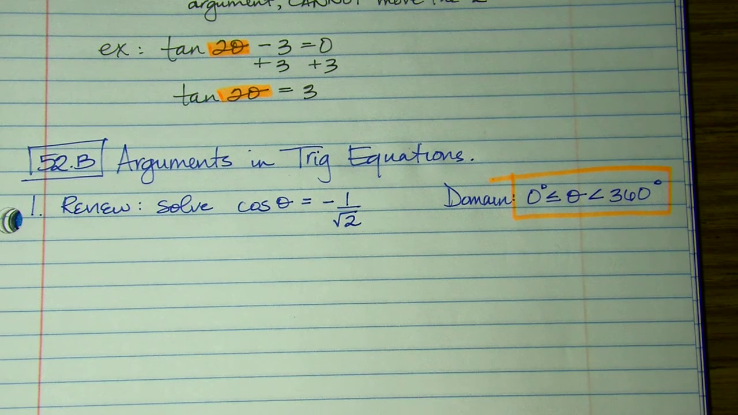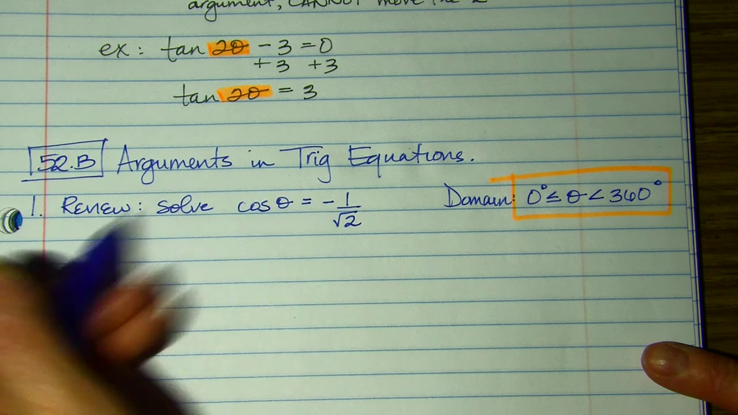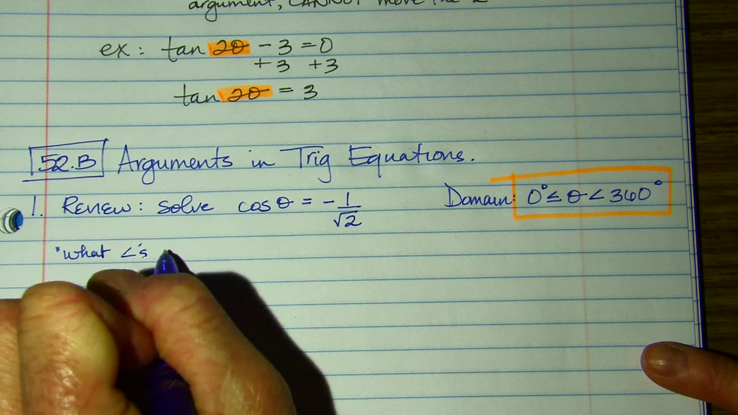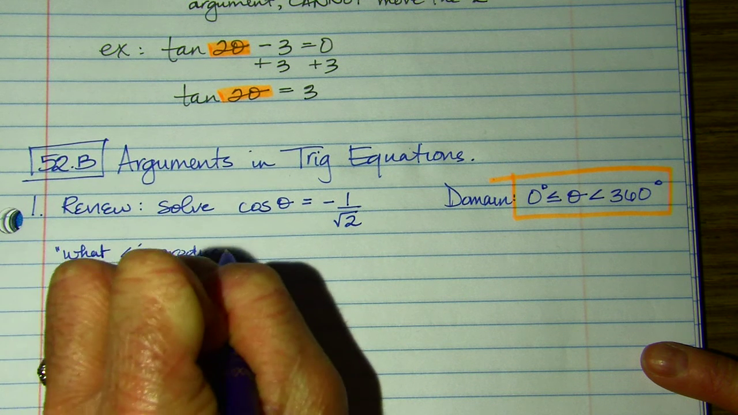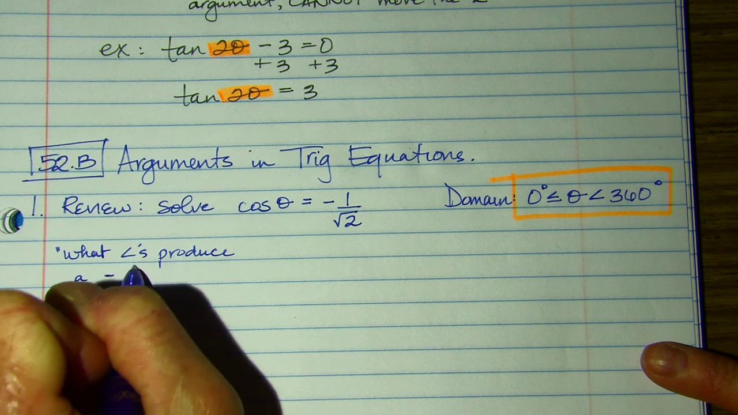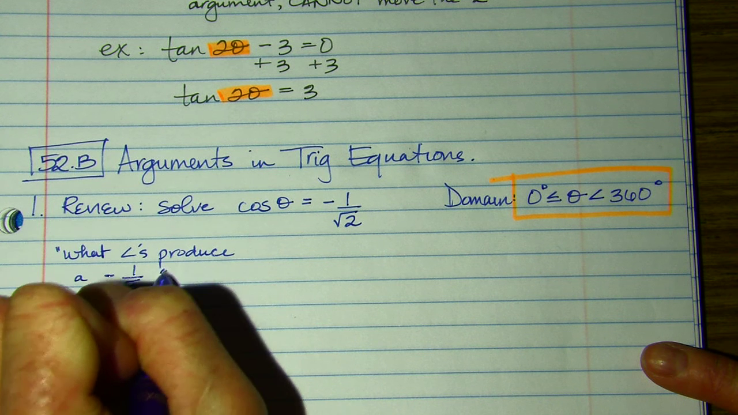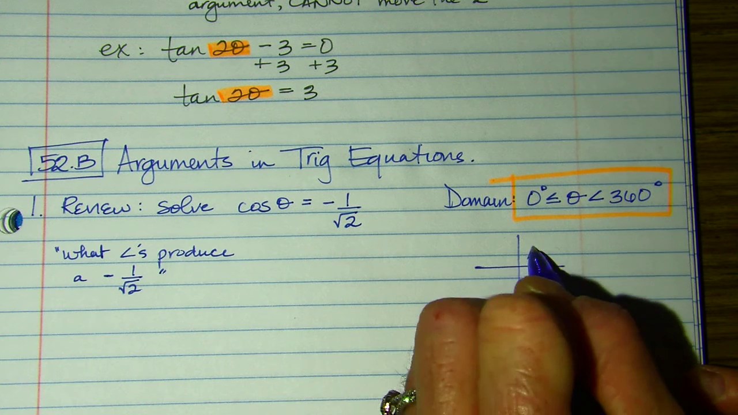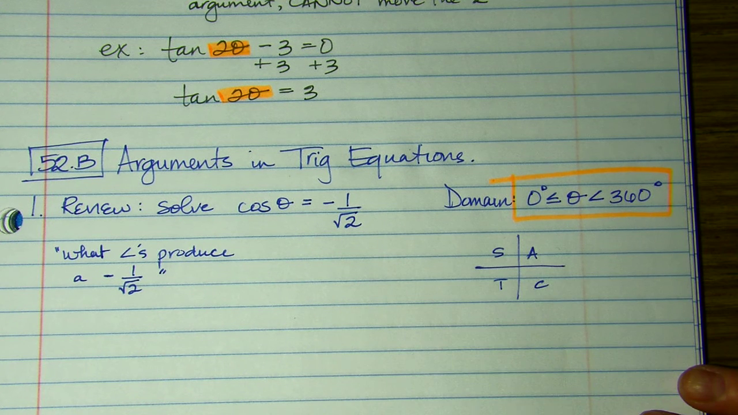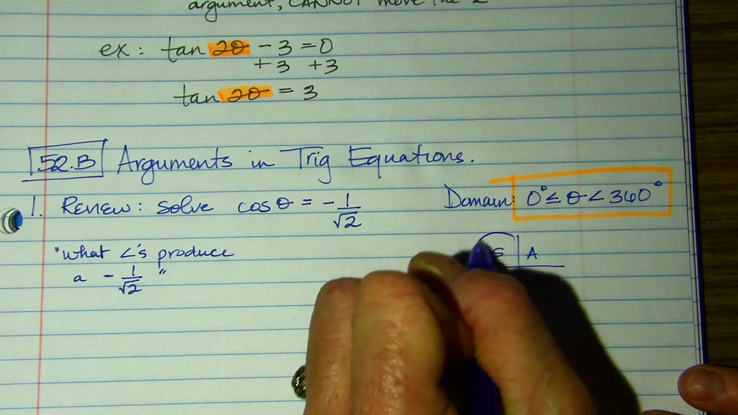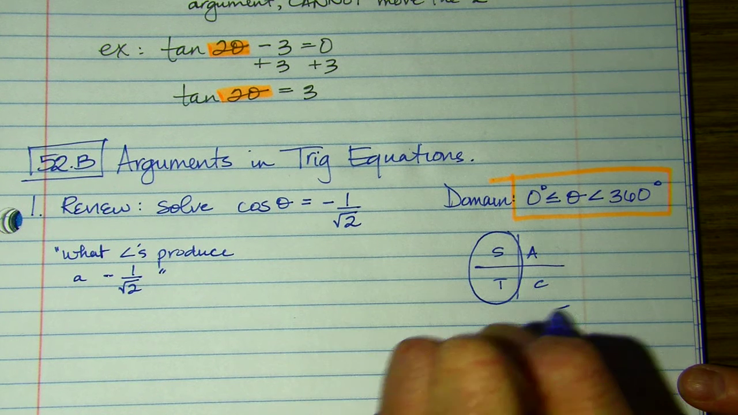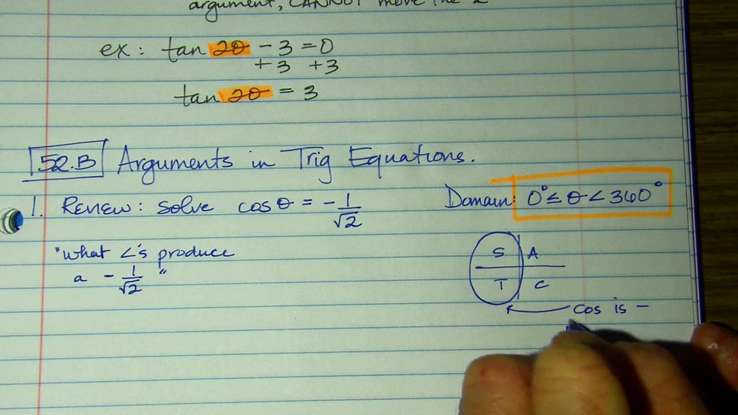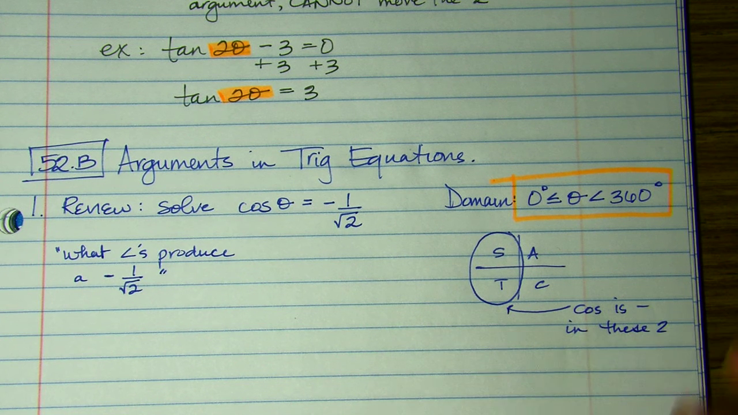So this is review. I'm asking myself what angles produce a -1 over root 2, right? That is what I'm asking when I'm solving. So I'm dealing with cosine. All students take calculus. Cosine is negative in these 2 quadrants.